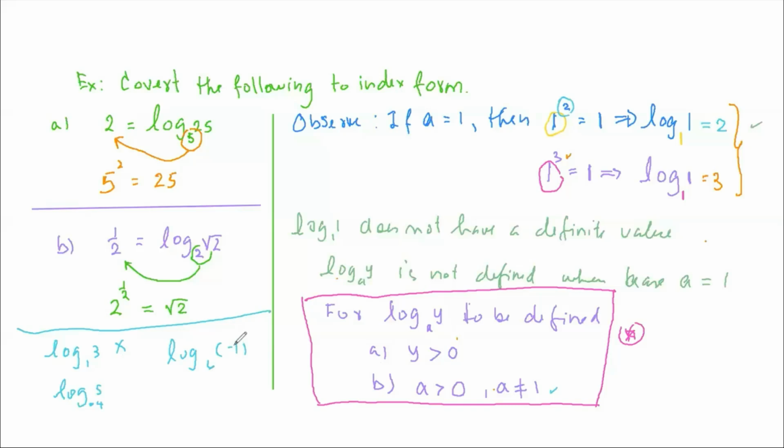Also, this one, -1 is a position of y should be greater than 0. But we have -1 which is less than 0. So this one is undefined also. And this is the same thing here, it becomes -4. A should be greater than 0 and not equal to 1. So then this one, no solution either.